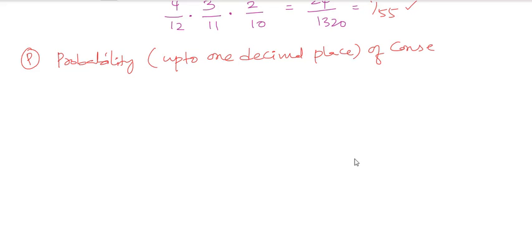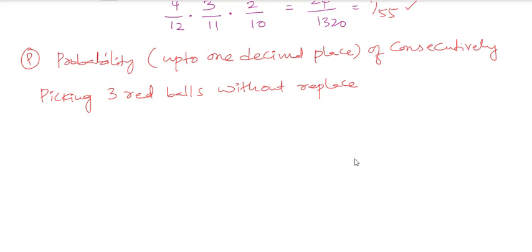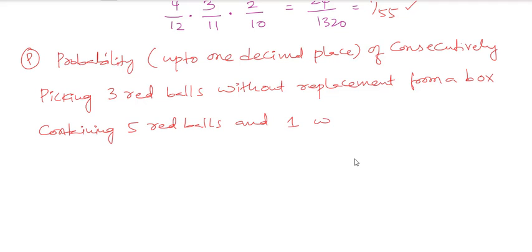Probability of consecutively picking 3 red balls without replacement from a box containing 5 red balls and one white ball is dash. This is the question.